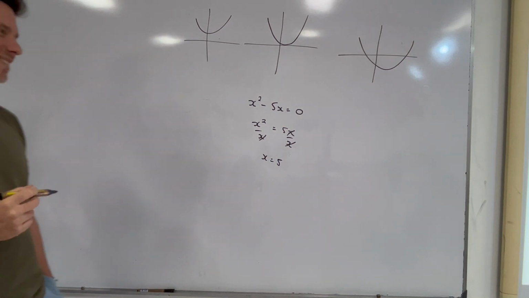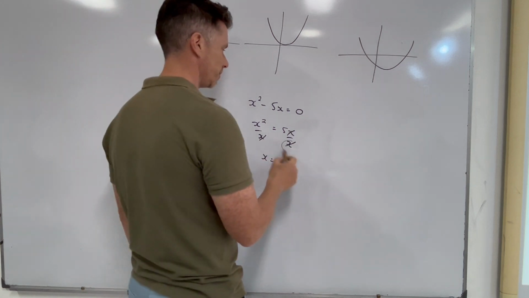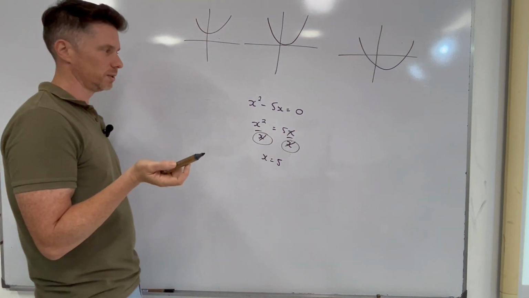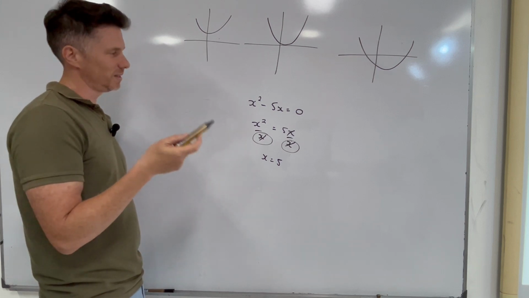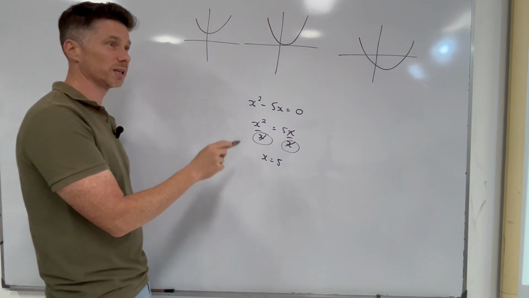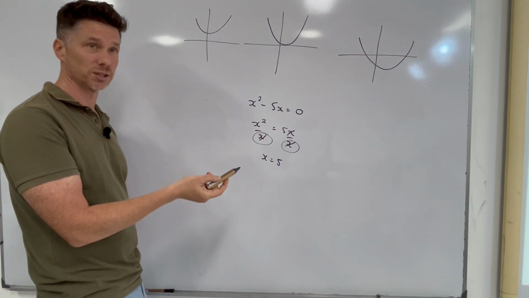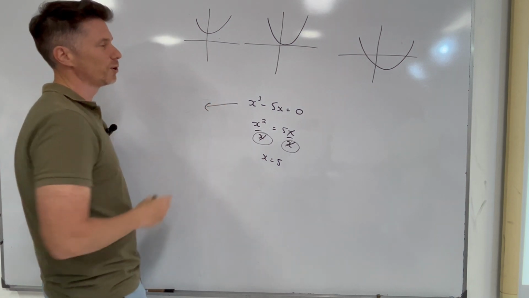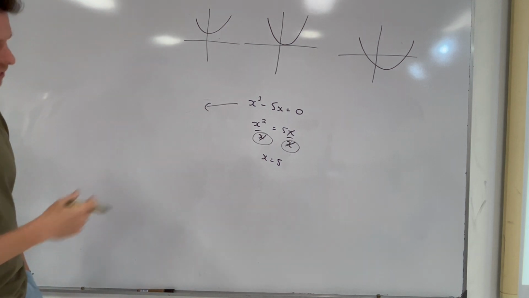No, it's not plus or minus. I did something here that assumed that x was not some number. What did I assume? Yeah, the other solution is 0, but when I did this, I assumed that one of the answers can't be 0 because I can't divide by 0. That's why we should always factorize these and not do this method.